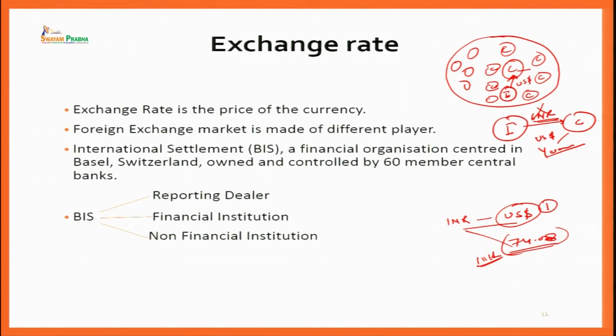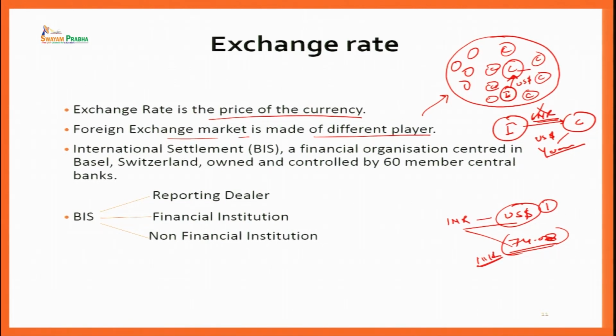Now let's look at some more points. Exchange rate is the price of a currency. I am just trying to explain with these examples. The foreign exchange market is made up of different players. As you can see, the foreign exchange market is an entire market of the world. Because of globalization, the entire market becomes a single market, a single global village. But every country has its own currency, and for converting their currency into the required currency, they have to bear certain convertibility charges, and those charges are determined on the basis of the economic condition of your country.